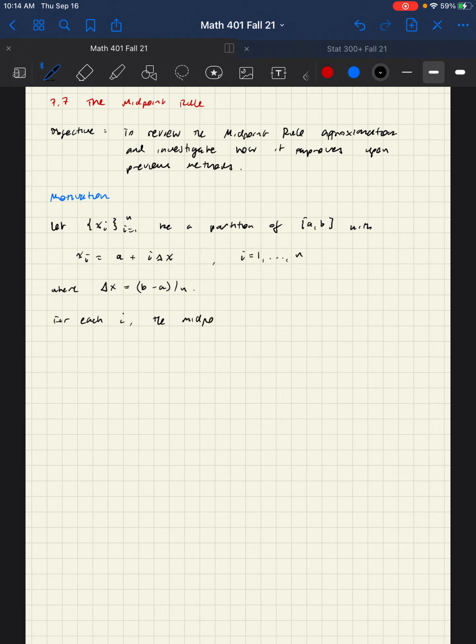So for each i, we will construct the midpoint x sub i bar. The midpoint is the arithmetic mean of the two points, so it's one half times (x sub i minus 1 plus x sub i). And we hope that this is more accurate. So we'll see. I'm going to draw the picture here and illustrate what this looks like. And again, you can skip ahead a little bit so that you're not just watching me draw.